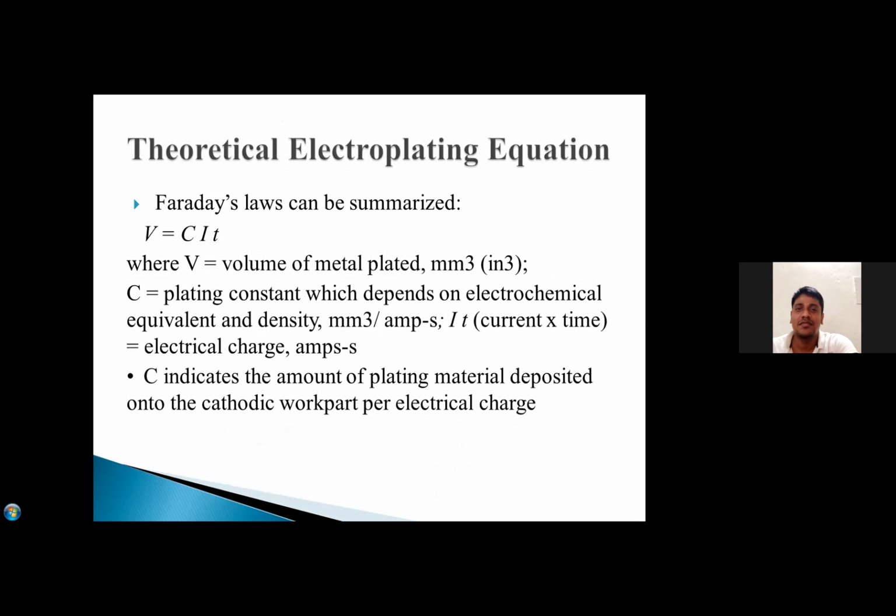Here is the theoretical electroplating equation. We know Faraday's laws: V = C I t. Here V is the volume of metal plated, and C is the plating constant, which depends on electrochemical equivalence and density. C indicates the amount of plating material deposited onto the cathodic work part per electrical charge.